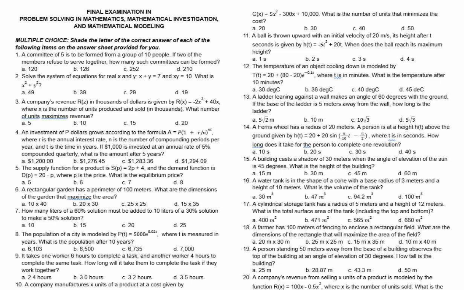Number 17: a cylindrical storage tank has a radius of 5 meters and a height of 12 meters. What is the total surface area of the tank, including the top and bottom? So, using the formula, we get the answer of 565 square meters.